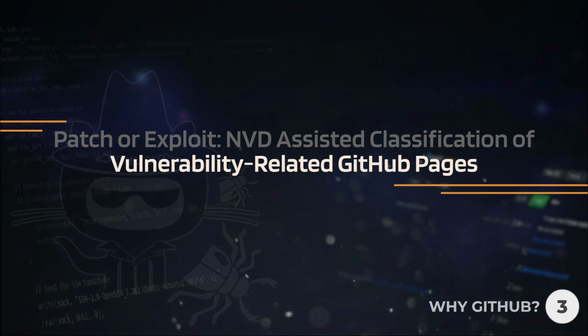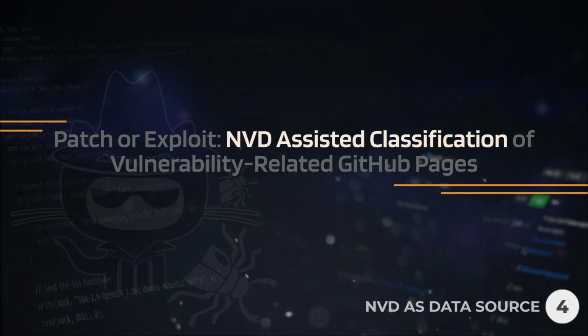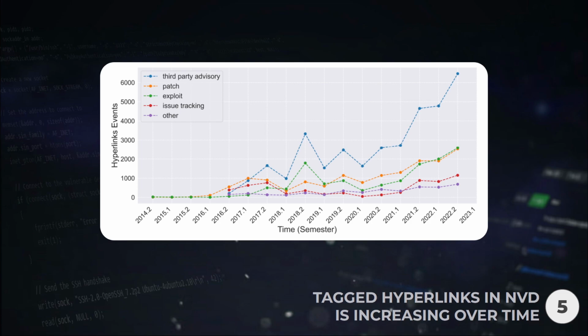And the reason why we chose to analyze GitHub is that it has become an important source of cybersecurity information. And to collect data about the classes for those pages, we rely on the National Vulnerability Database, also known as NVD. In particular, NVD is one of the most prominent vulnerability databases, and it has tagged many hyperlinks related to its vulnerabilities over the years. This is illustrated in this slide.